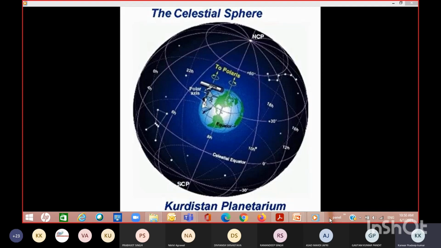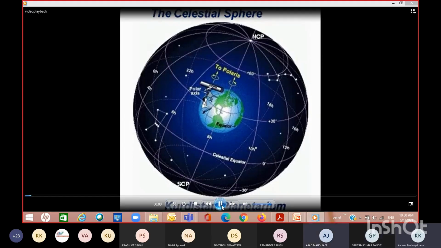You can see some parallels of latitude are drawn, some meridians are drawn. Parallels of latitude and parallels of declination are similar. Meridians of longitude and the celestial meridians are similar. By now, all of you must be very clear on the shape of the celestial sphere and what we are talking about. Is this diagram clear to anyone, or does anyone have any doubt? If you are okay with this diagram, I'll move on. Clear? Okay.